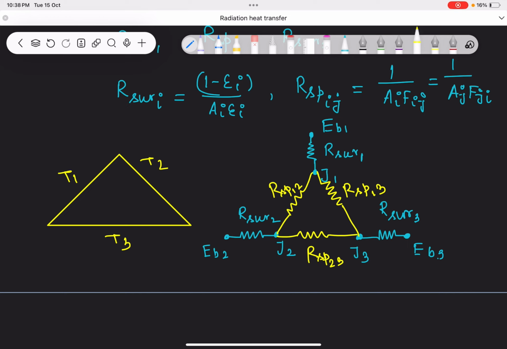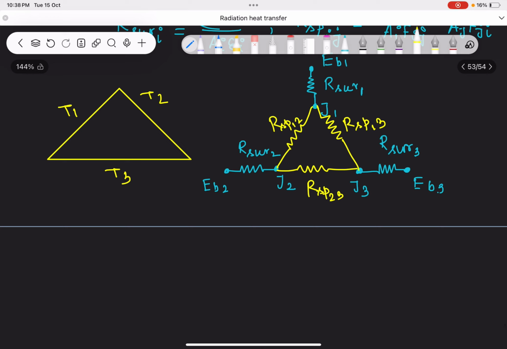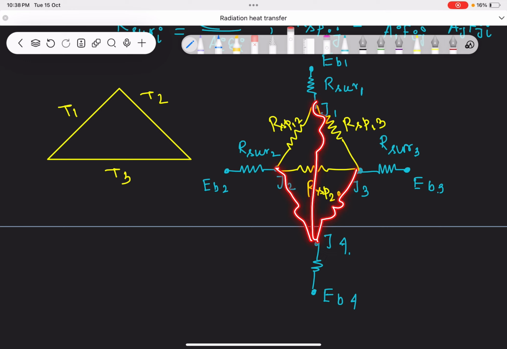Like that you can draw for any number of surfaces. So if there are 4 surfaces, what do you have to do? If you have one more surface, EB4, just from EB4 go to J4 like this, and you have to build 3 more connections: one with this, one with this, and one with this. And from J1 also you have to build 3 connections. One is this, and one is this, that is already made. From J3 there are 3, this. Okay. So likewise you can make the radiation network between any surfaces.